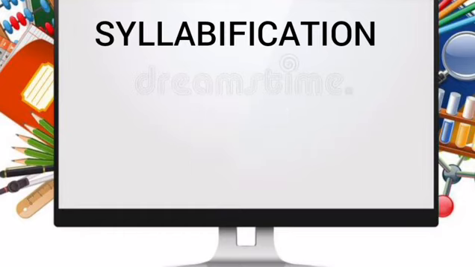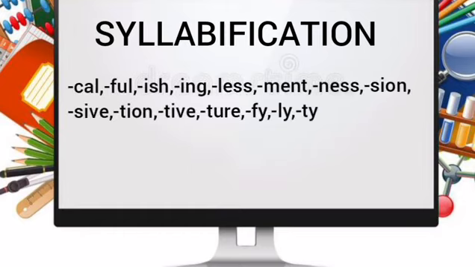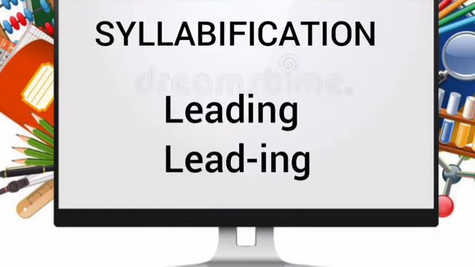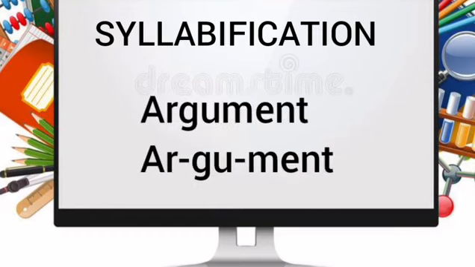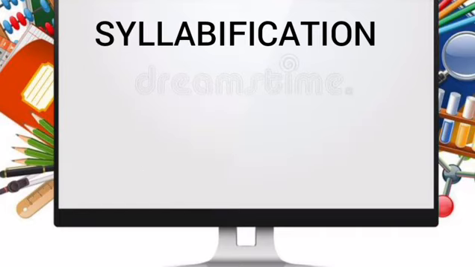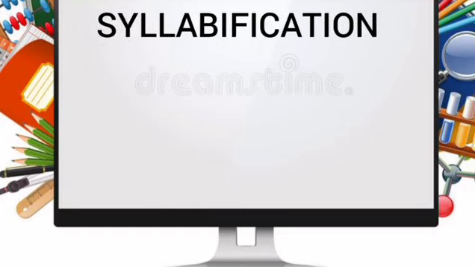When words end with any of the following, that is CAL, FUL, ISH, ING, LESS, then this will be the final syllable of the word. We can split that as a separate syllable. Example, leading. ING, we are separately splitting. Argument. AR separately, GU separately, MENT separately, we can split it like that, right? So like this only, syllabification we will be splitting according to the vowel sounds and consonant sounds. Pronunciation we have to split into syllables and write.